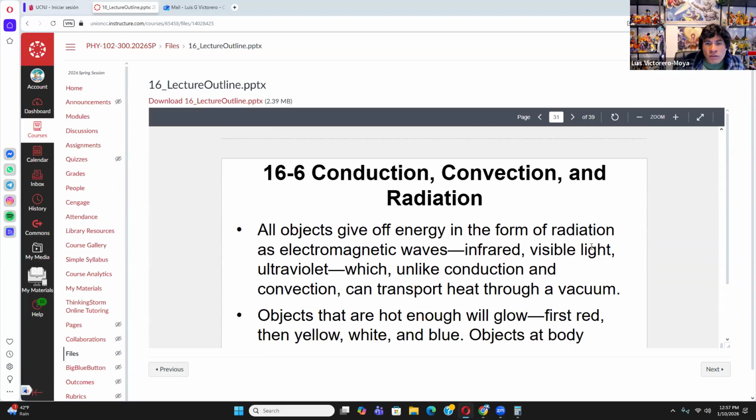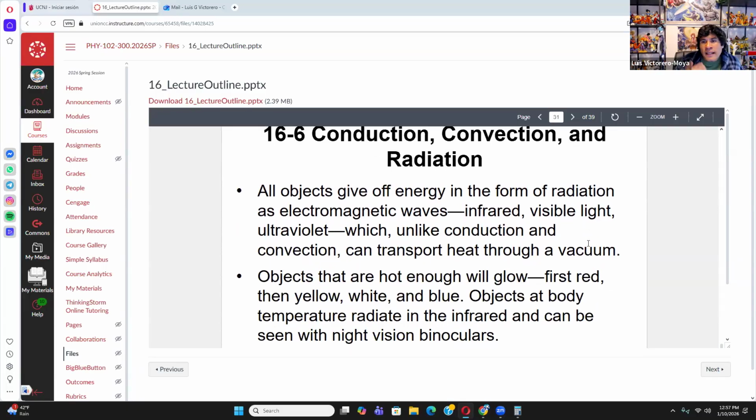And then in terms of radiation, that's basically how we get heat from the sun. Without the need of a medium, it is transferred from the sun to the earth via electromagnetic waves, right? You can have different types of electromagnetic waves that we're going to study as well in this course. You have infrared, visible light, ultraviolet, which, unlike conduction, doesn't need a medium. It can go through vacuum, okay?